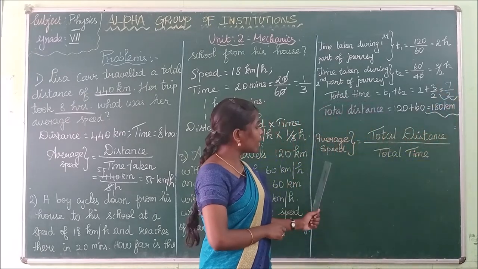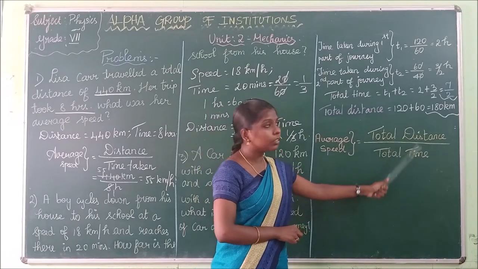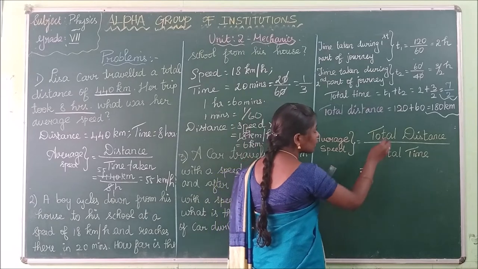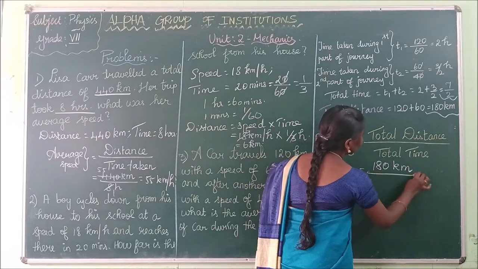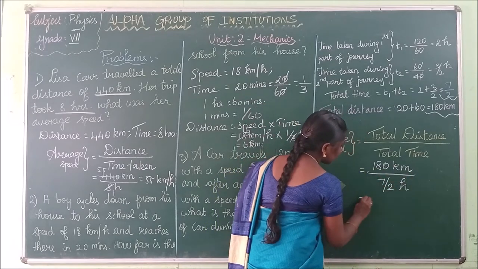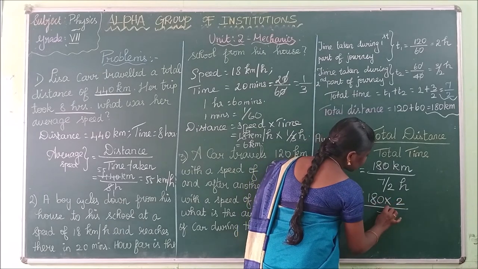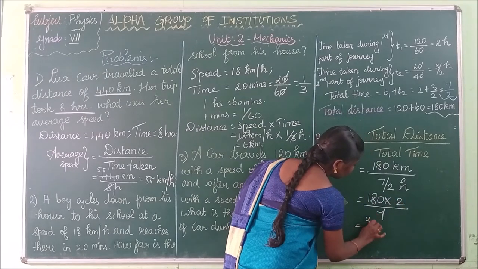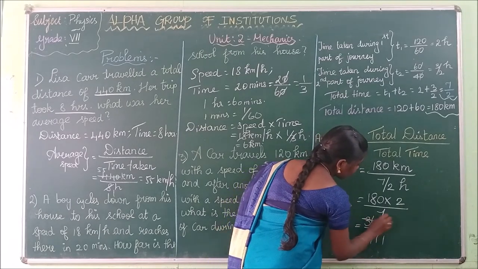Substitute in the formula, average speed is equal to total distance by total time taken. What is the total distance we have calculated? 180 km. Total time taken is 7 by 2 hour. 180 into 2 by 7, which is equal to 360 by 7. Cancel this.